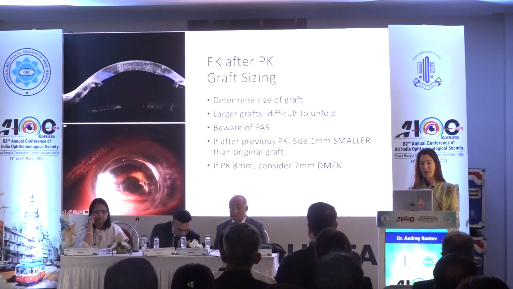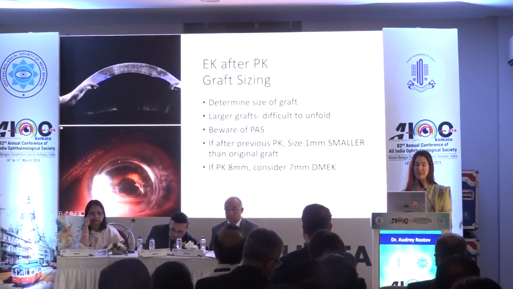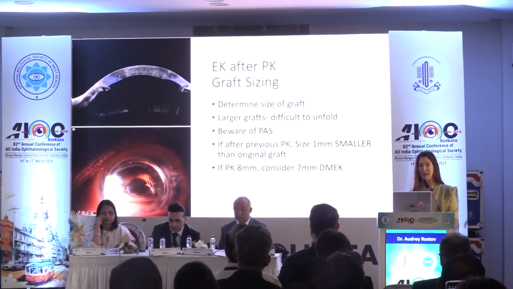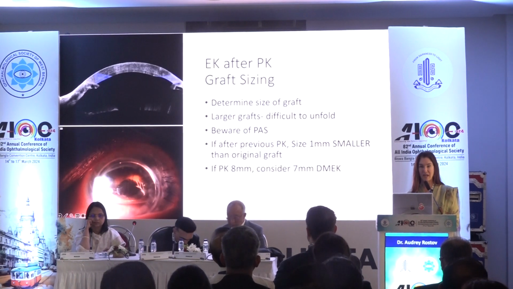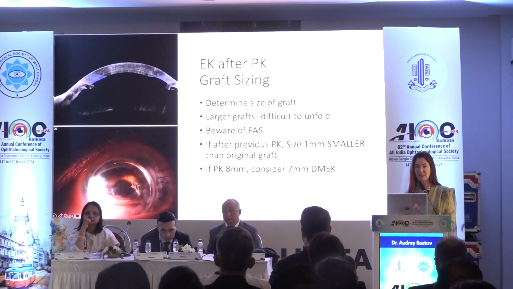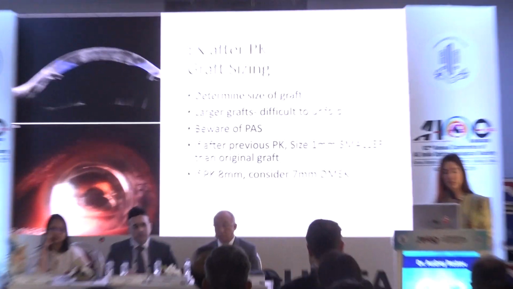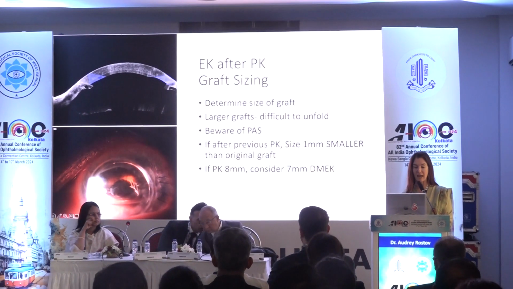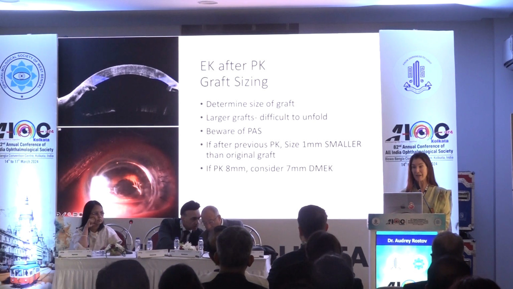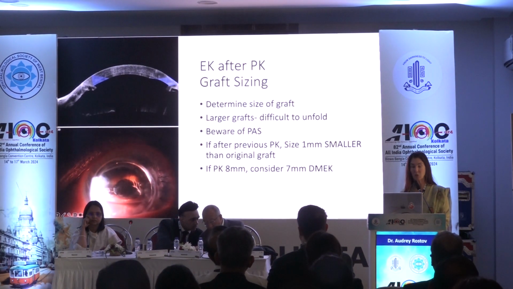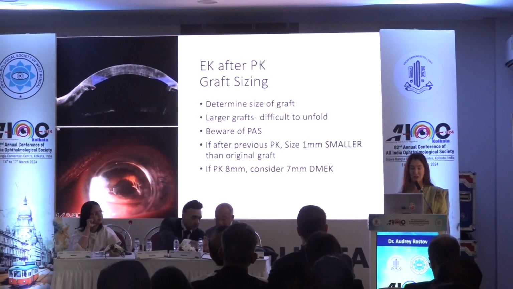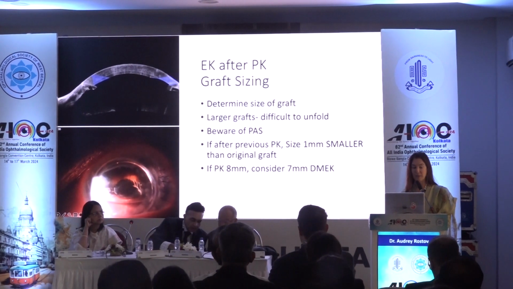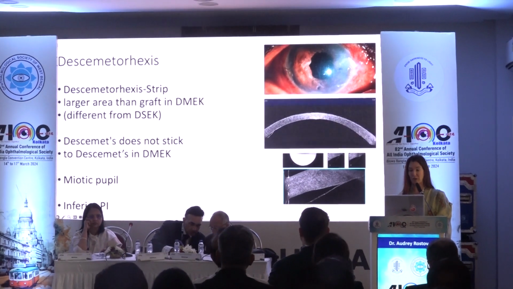When you are doing an EK, whether that's DMEC or DSEC following PK, you want to be sure about your graft sizing. I usually undersize about 1 millimeter, so if you had a previous PK that was 8 millimeters, consider a 7 millimeter DMEC or DSEC. Also, you want to be aware of PAS. If you do have synechia, you may need to do a DSEC with a custom shape, like I learned from Dr. Praveen Vadavali, where you cut off an edge, sort of like a letter D. Keep in mind, larger grafts can be more difficult to unfold.